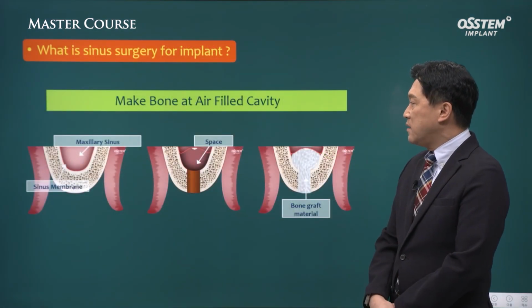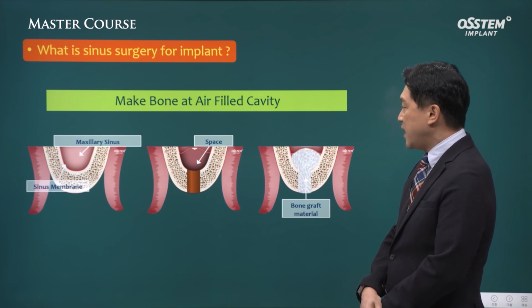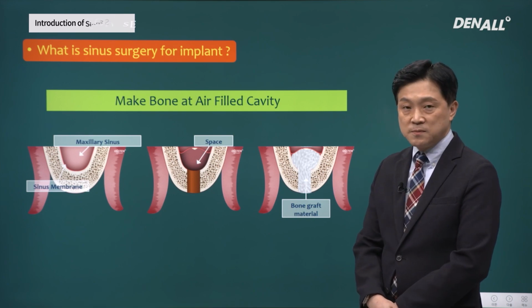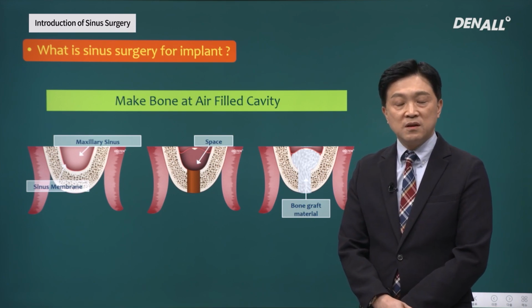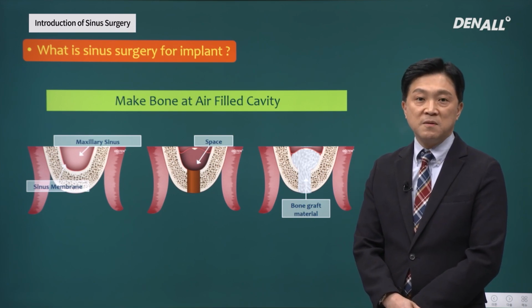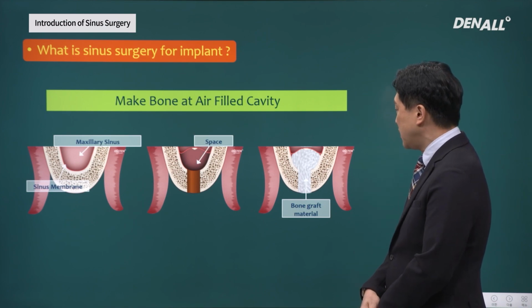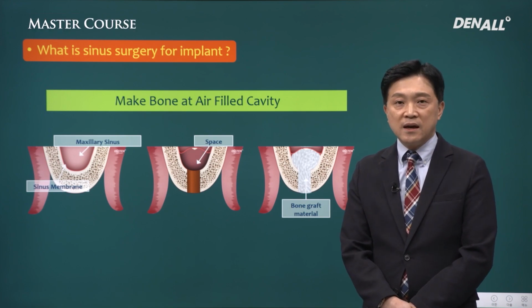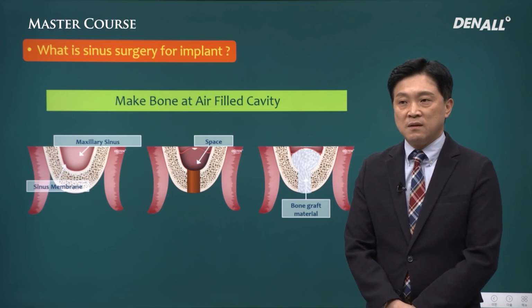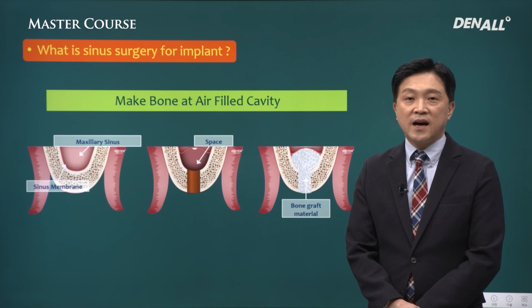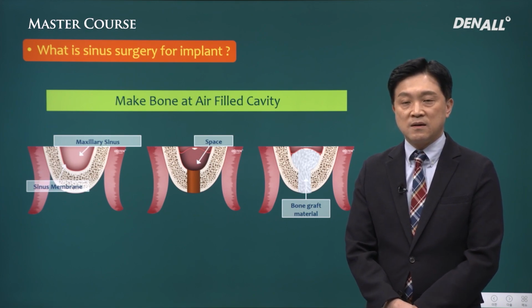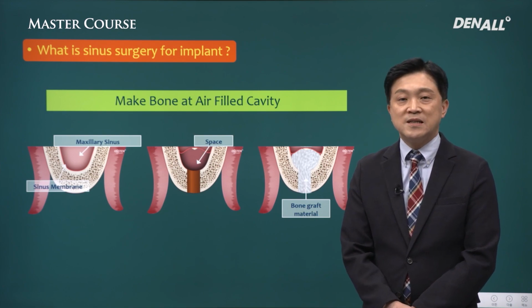Let's look at an objective diagram. Within the sinus, membrane is detached and space is secured, and in that space, graft material or blood-filled cavity is formed to regenerate the bone. This refers to sinus surgery. In the past, it didn't really receive limelight, but with the introduction of implant treatment, it has become mainstream and it is gaining a lot of attention.